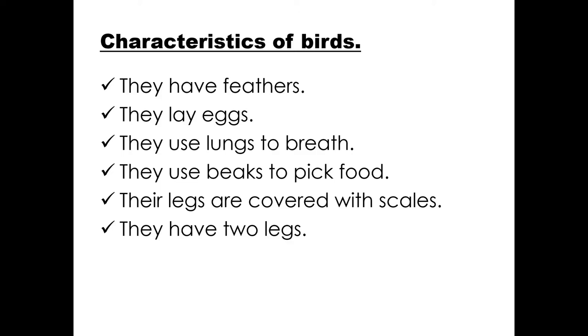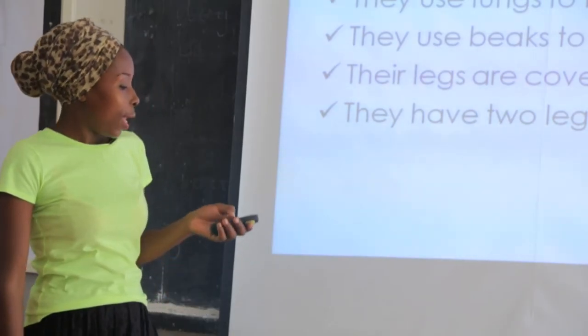They have two legs. So you thought they had three? No, they have two legs. Birds have two legs. I hope we are together. We say they have feathers, they lay eggs, they use lungs to breathe. Not a nose. And even you don't use a nose. You use a nose to let in the air, but you use the lungs, which are inside you, to breathe. They use beaks to pick food, not the hands, not the mouth. Their legs are covered in scales, and they have feathers on their body. They also have two legs.